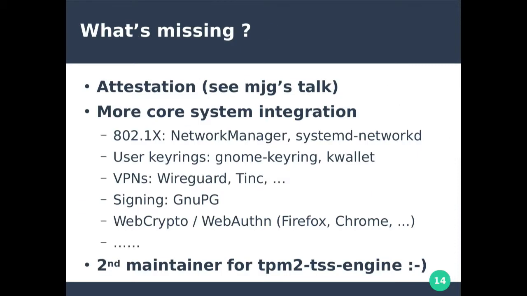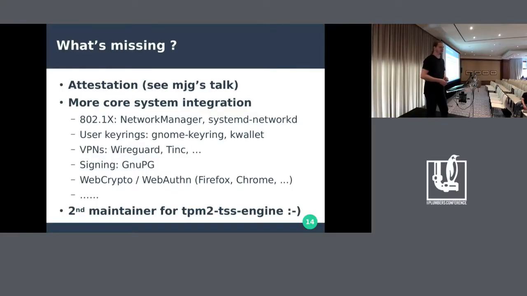All right. Well, what's missing? There's this whole field of attestation. As I said, I'm not going to touch that because I think there are so many simpler things that would increase the security much easier and much faster. For example, 802.1X capabilities, just using identity secrets in the TPM in order to authenticate for network access. I would love to see that in NetworkManager or systemd-networkd.